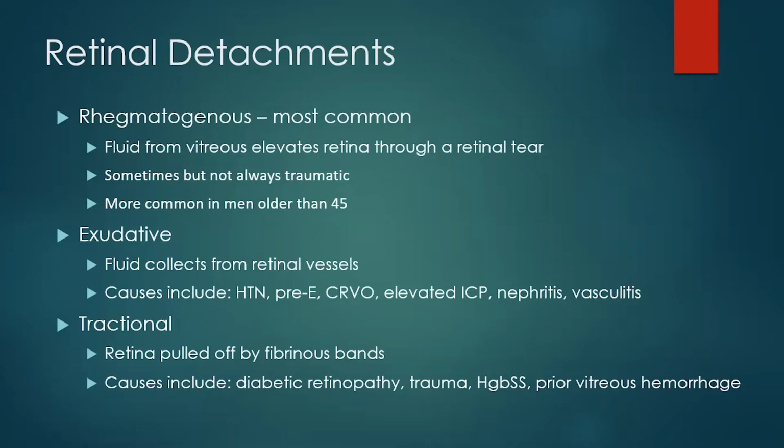out. And then finally, this can be a tractional cause. This can also be due to trauma. This is like the retina being pulled off by those fibrinous bands. Trauma and diabetic retinopathy are risk factors. Folks who have sickle cell anemia can be at risk. And folks who've had prior vitreous hemorrhage with some scarring that comes from that are at further risk.